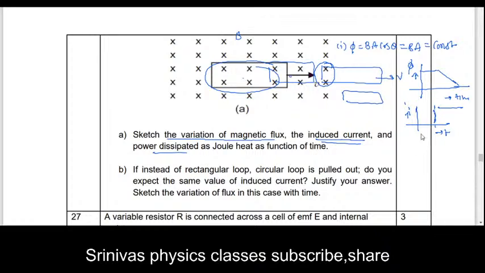Then next, the power also you will get the same. Because power is equal to voltage into current. As the current varies, the power will vary like that. The current or power graph, you will get the same.